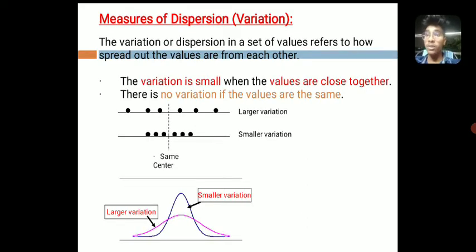The variation or dispersion in a set of values refers to how spread out the values are from each other. The variation is small when the values are close together. There is no variation if the values are the same. As we can see, there is a larger variation between these values. When they are close to each other, we know it is a smaller variation. We have a graph here regarding larger variation and also smaller variation.